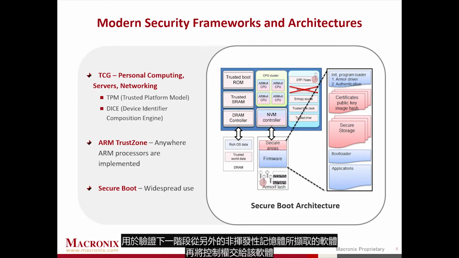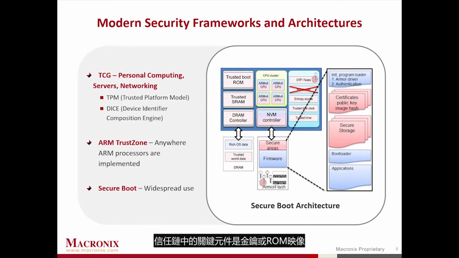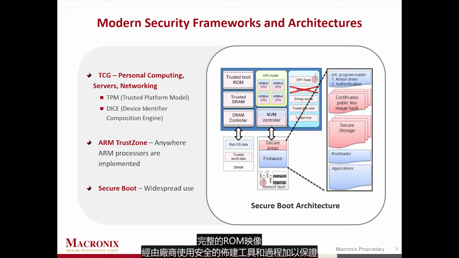This is used to verify the next stage of the software fetched from the separate non-volatile memory before handing over control to it. And the key components in the chain of trust are either a key or ROM images. And certificates following the X509 standard are created and issued for the authentication of all software images in a sequential fashion. This includes trusted and non-trusted applications. The complete ROM image is guaranteed by a vendor by using secure provisioning facilities and processes. The diagram to the right illustrates that.